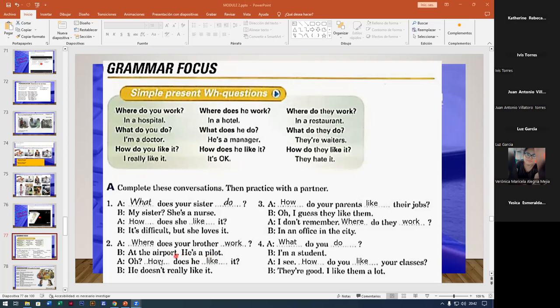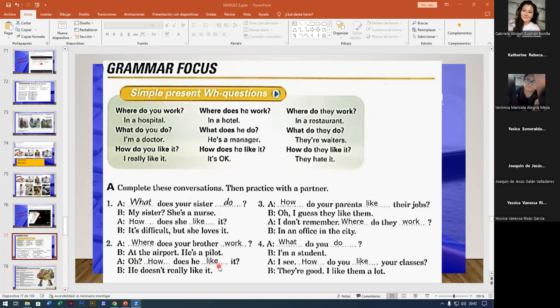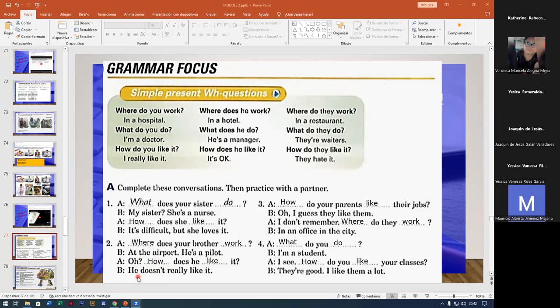Very good job. Nice. Ibis. How does he like it? It's letter A. How does he like it? Very good. Thank you. Continue then. Gabriela Abigail. He doesn't really like it. Thank you. Catherine Rebecca, number three, A.